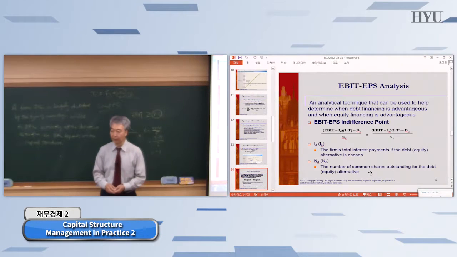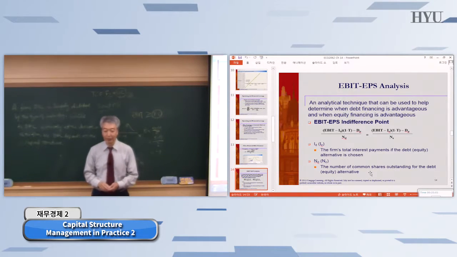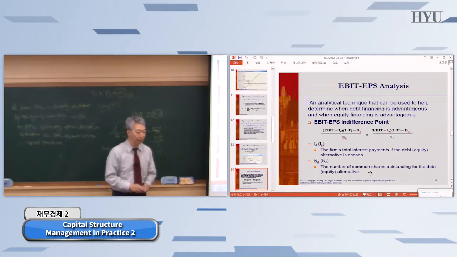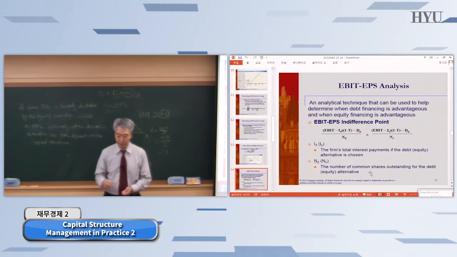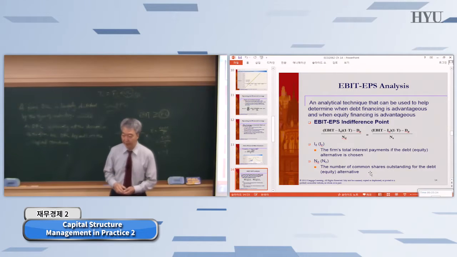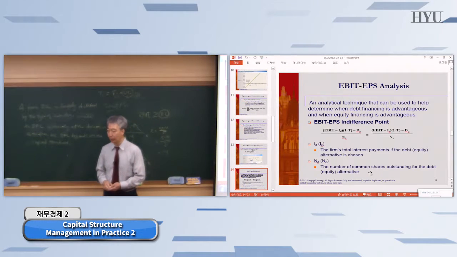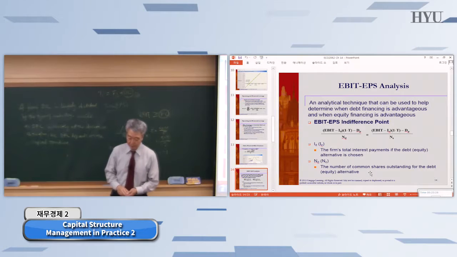You can find out that either debt financing is advantageous or equity financing is advantageous. But there can be many considerations: market conditions, interest rate, and so on. Here we're purely focusing on EBIT level, holding other things constant, at a given economic condition and at a given market interest rate. Depending on EBIT level, we can find out which one is better, between debt financing and equity financing.